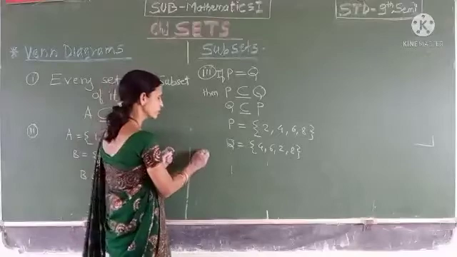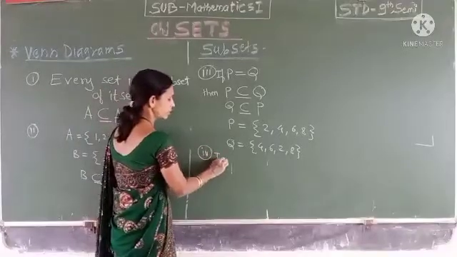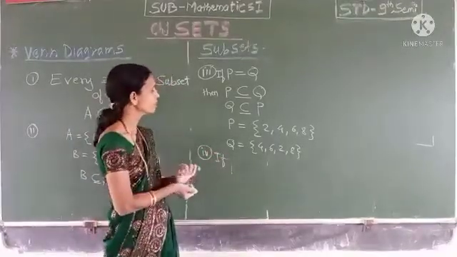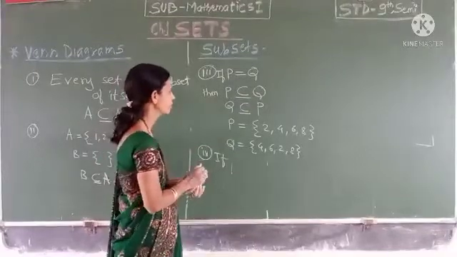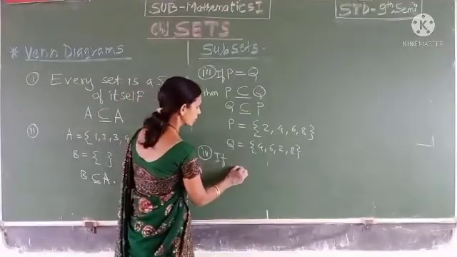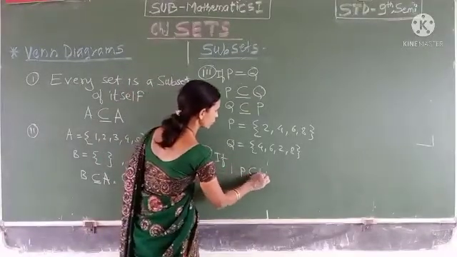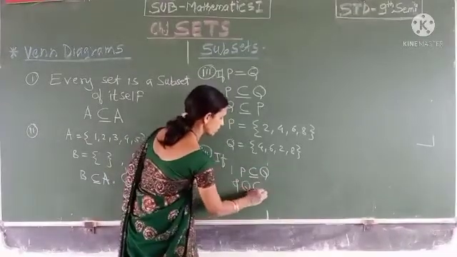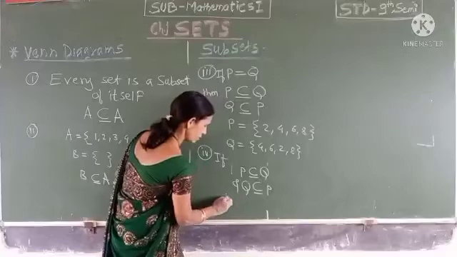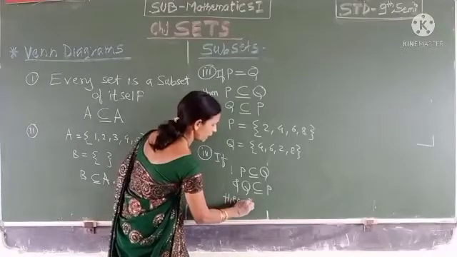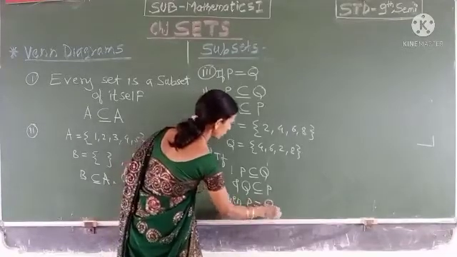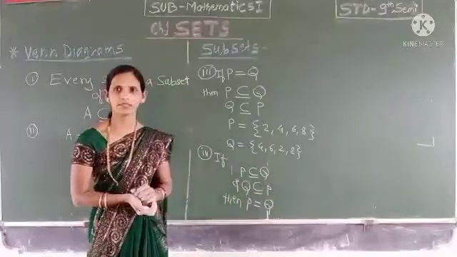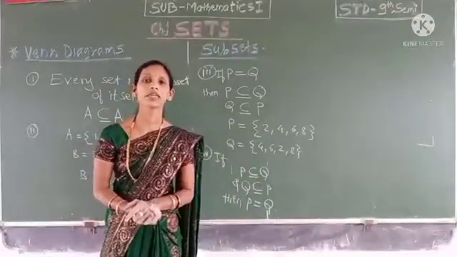Vice versa means, see here, if P is a subset of Q and Q is a subset of P, then P and Q are equal sets. These are the equal sets.